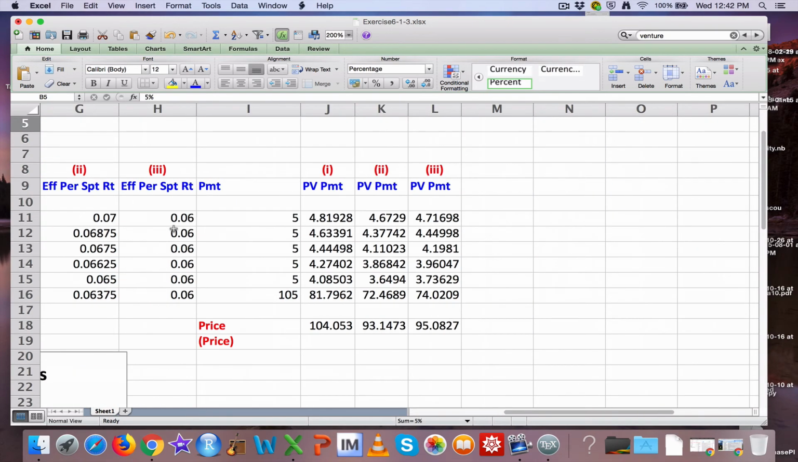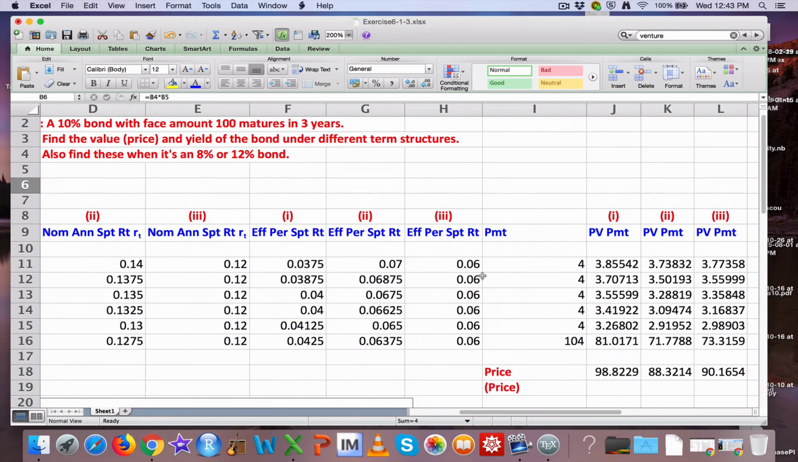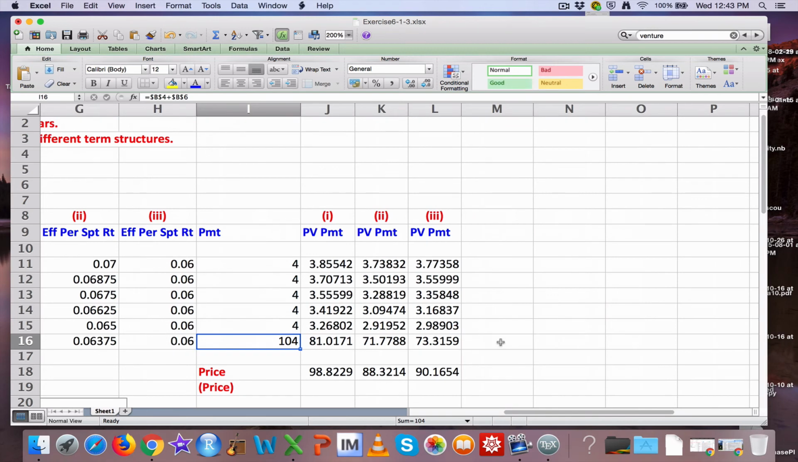Now I'm going to go ahead and change it to a 4%, 8% divided by 2, 0.04, and everything gets updated, including these payments. These coupon payments are now 4, and the last payment's 104 instead of 105.